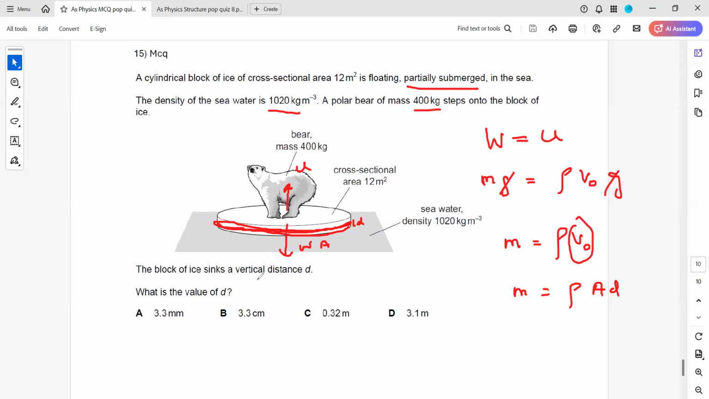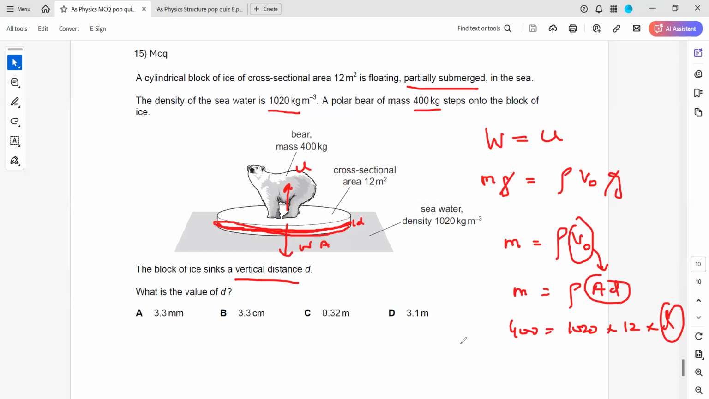d is the distance it sinks, like how much the block of ice sinks vertically. And the area of the ice is A. So the total volume of the ice which is submerged in the water is A into d, because volume is area multiplied by height for a cylinder. So we have the mass, which is 400. We have the density, which is 1020. And we have the area, which is 12. We need d, what vertical distance is underwater.